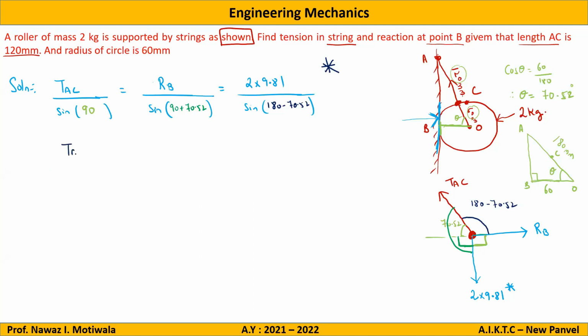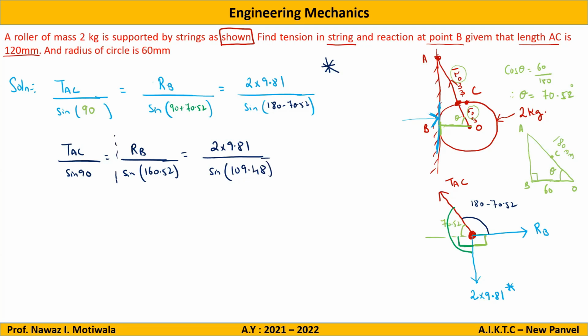Okay, so it will be TAC divided by sine 90 is equal to RB divided by sine of 90 plus 70.52. Now 160.52. Okay, is equal to 2 into 9.81. You can multiply it also here. Sine of 180 minus 70.52, 109.48. Perfect. So again, same thing. You just consider these two terms first, and then you can consider the first and last, this one and this one, and get the answer to me as for TAC and RB.